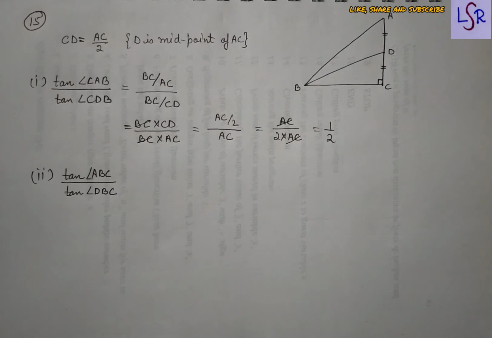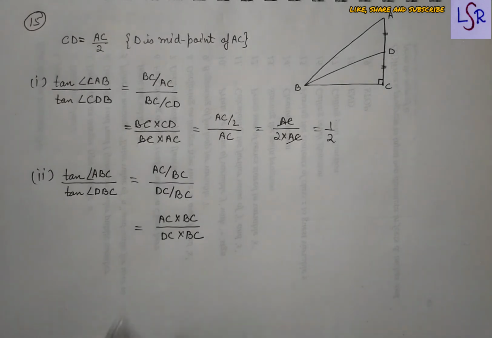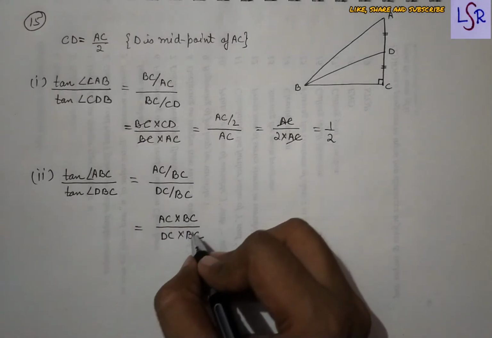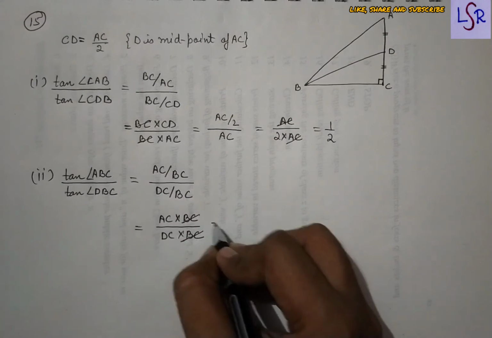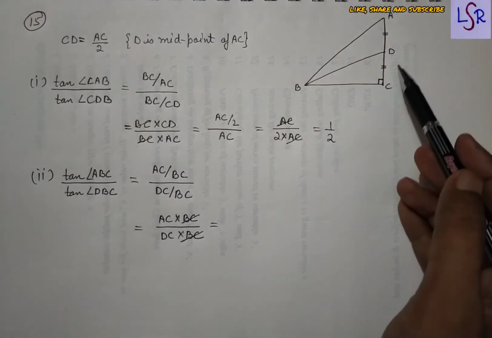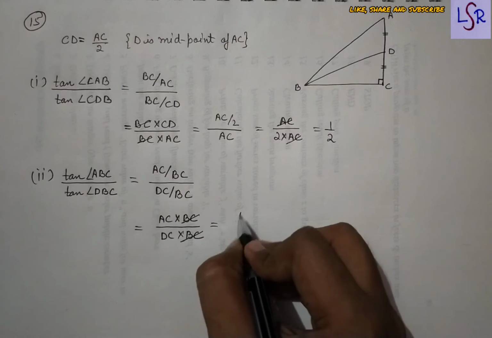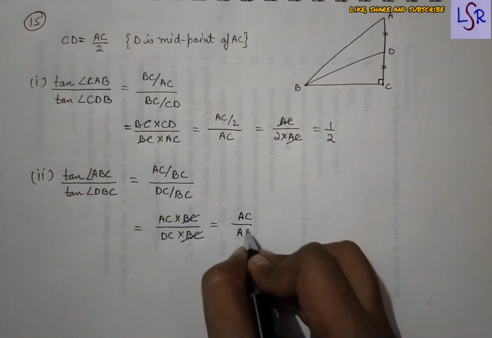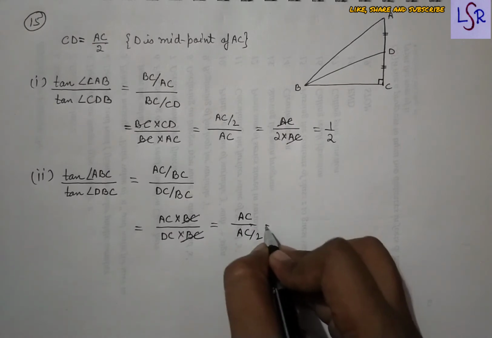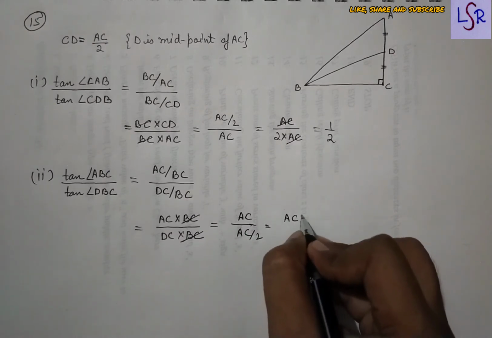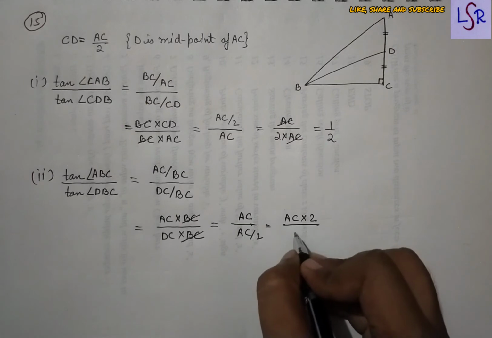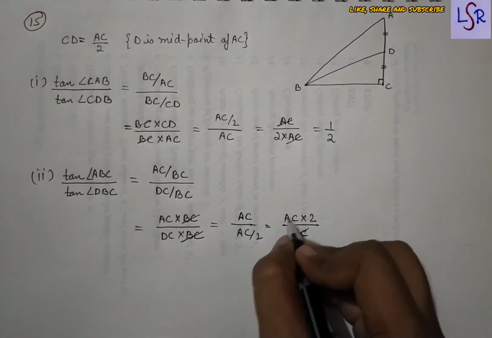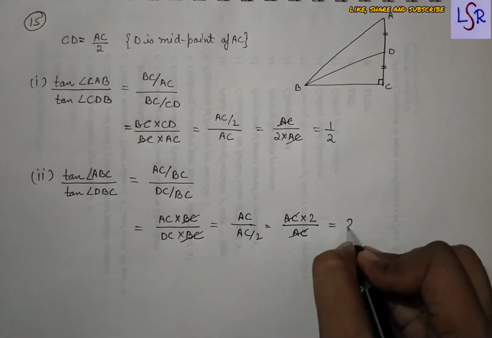After placing the value and rearranging, we have got this one where this BC can be cancelled by this, and here AC and DC are there, so AC upon this CD can be replaced by AC by 2, and it can be further written as AC into 2 upon AC. Here it is cancelled out and we are left with 2 as answer for this part.